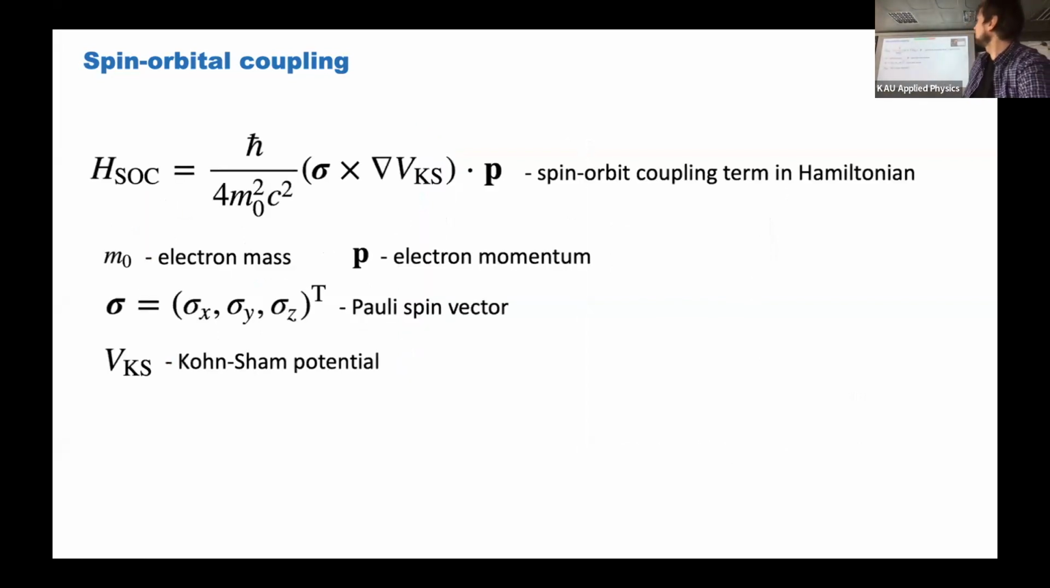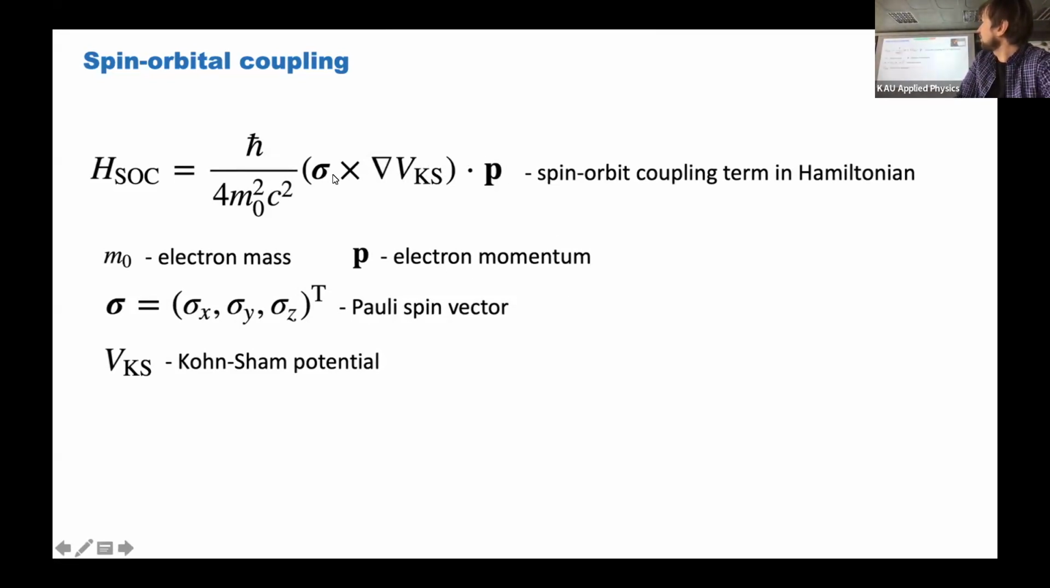What about formulas? Here is the spin-orbit coupling term in the Hamiltonian. We see here some constants, the electron mass, and Pauli spin vectors just to deal with spins. And we have the Kohn-Sham potential, which is our band energy, and p is the electron momentum.